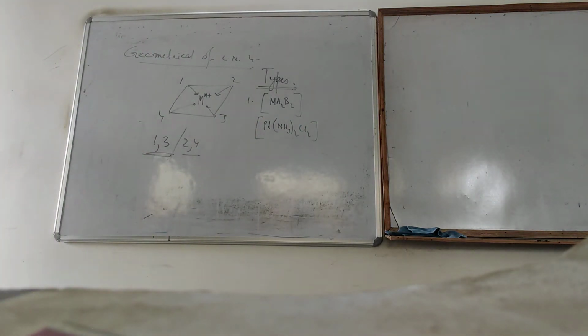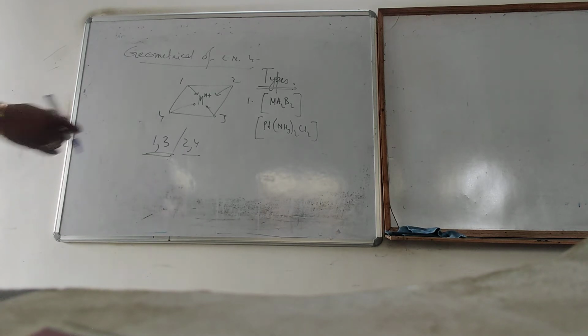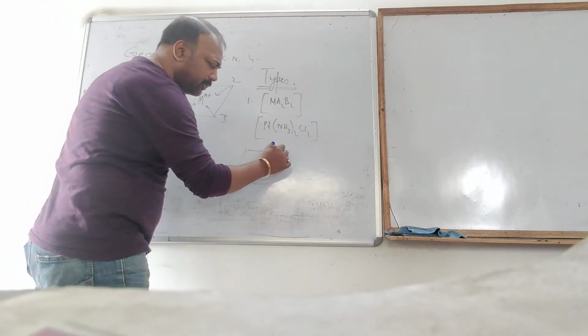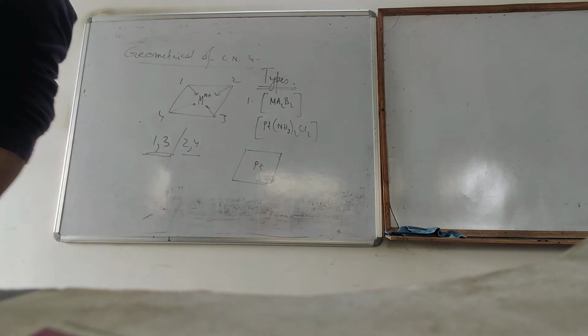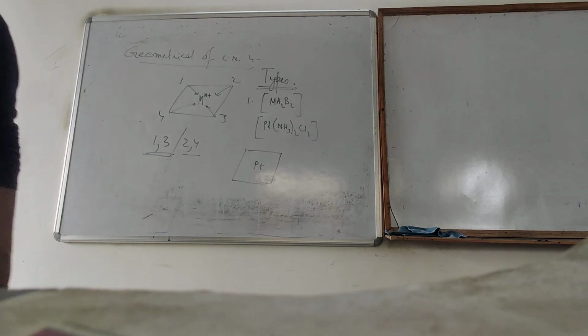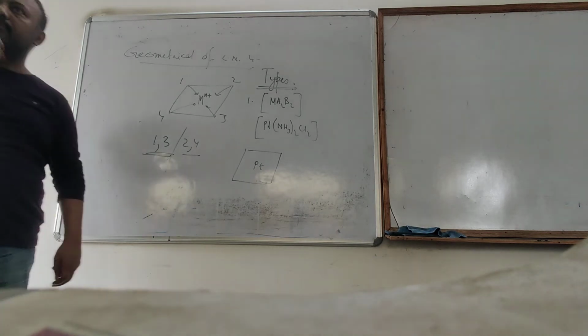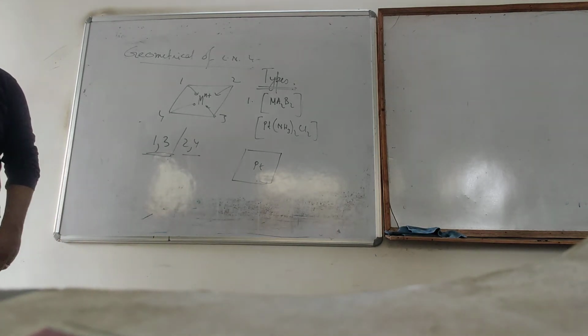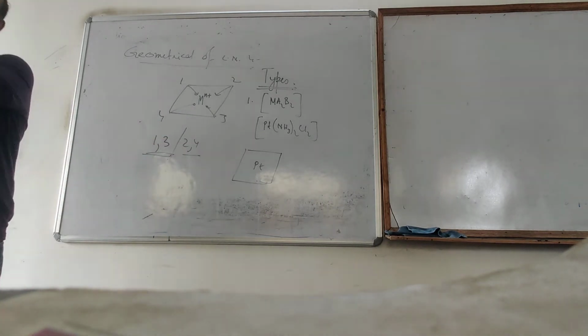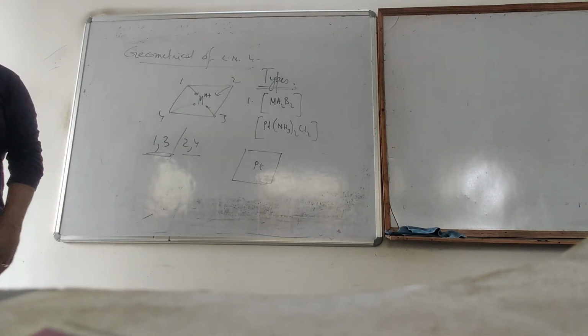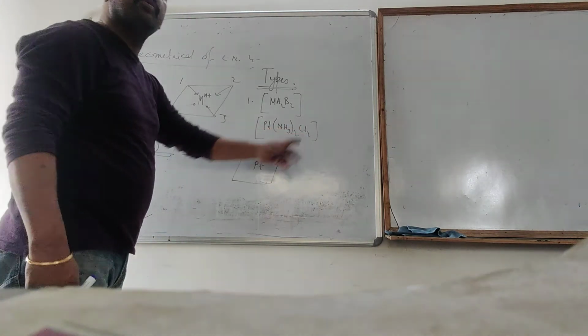Now, can it exist in cis and trans? Can I draw the cis structure? This is square planar. You may wonder how do you know it is square planar, or how do you know it is tetrahedral. We will see that theory when we study next day. At this moment we are only dealing with a square planar structure, because we have removed tetrahedral from our concept. So, Pt(NH3)2Cl2.